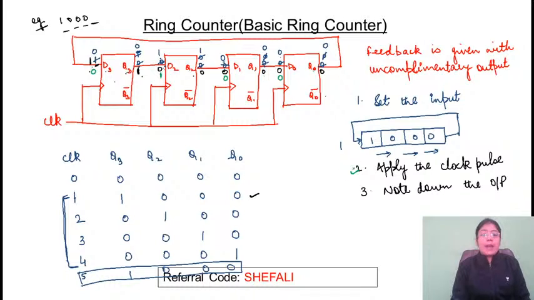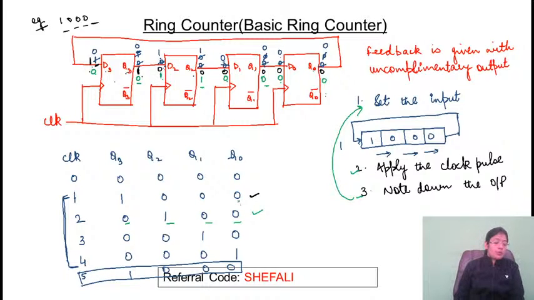Second step. Apply the second clock. When you apply the second clock, whatever input is available here, that will be the output. Input is 1, output will be 1. Input is 0, output will be 0. Input is 0, output will be 0. Note down the outputs. It's 0, 1, 0, 0. So we got the output as 0, 1, 0, 0. Again, after noting down the output, again set the input.